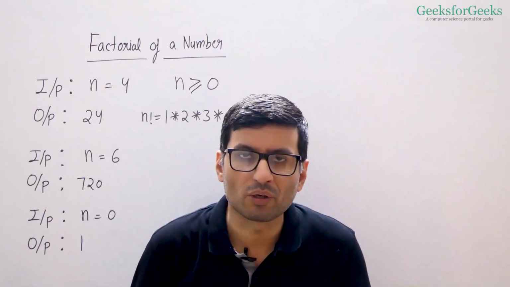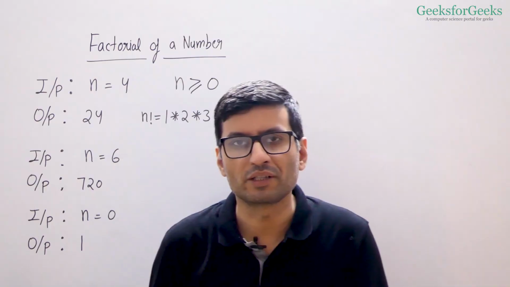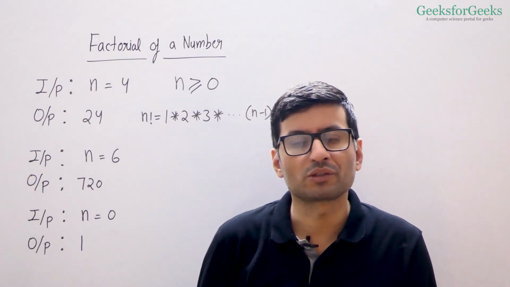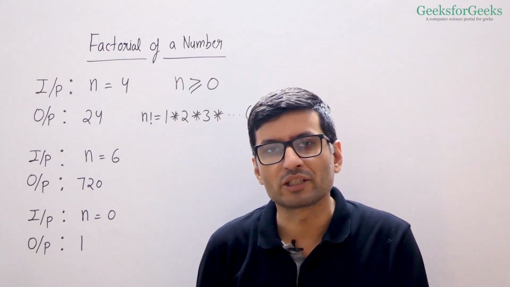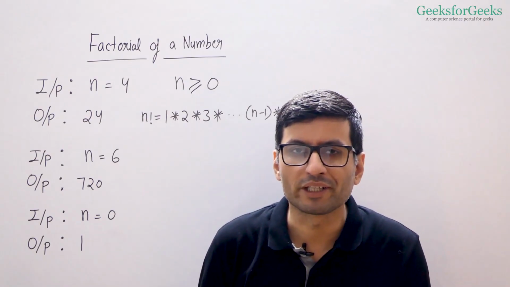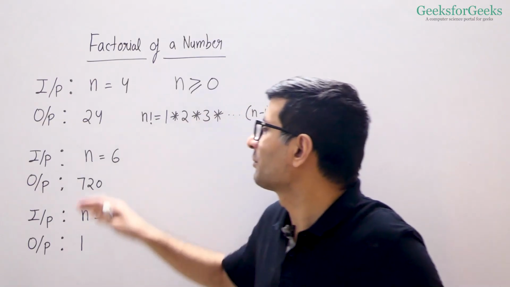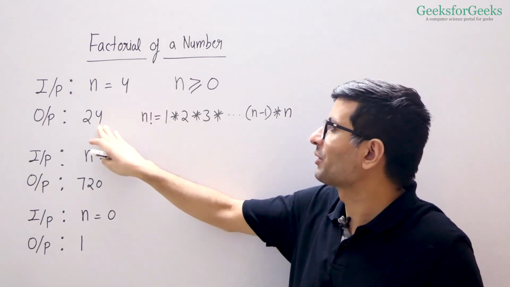Let us talk about this problem. We are given a number n. Our task is to find factorial of n. What is factorial of n? Factorial is defined for input greater than or equal to 0 and it is multiplication of all numbers from 1 to n. For example, if n is 4, then our output is 24.